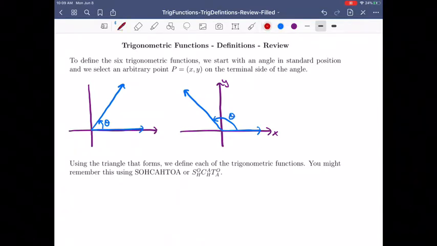So what we're going to do is select some point on the terminal side. Okay, so maybe here's my P, my point, X, Y. Or maybe here it is on this one. It doesn't matter where you select it. But then we're going to use this point to make a right triangle. So we're going to drop a side length down, so that we get a right angle.